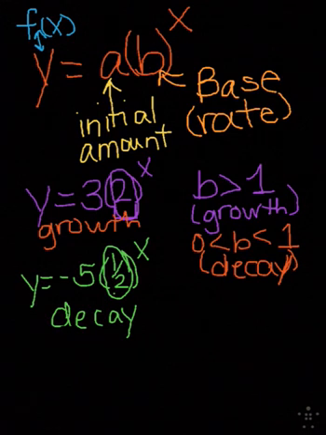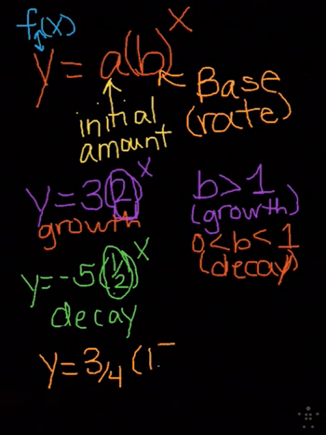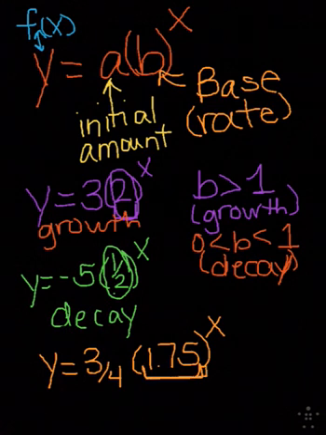Okay, let's do one more of these. All right, we're going to have y equals 3/4 parentheses 1.75 to the x power. All right, so once again, we're looking at our base. We're looking at the numbers in parentheses, that's by the exponent. If that number is greater than 1, it's growth. If it's between 0 and 1, it's decay.